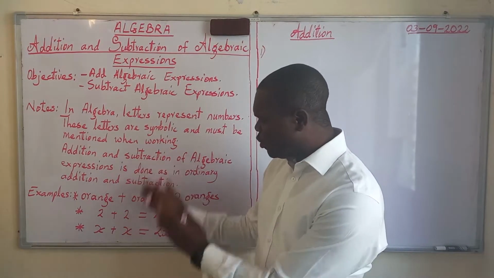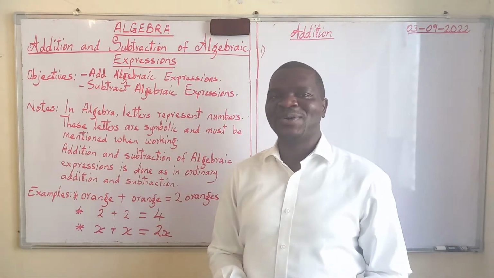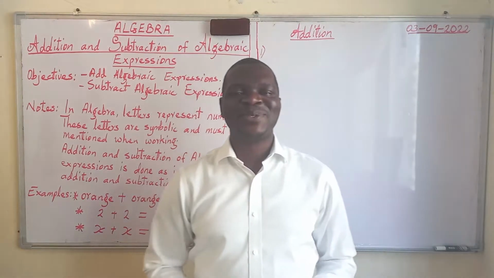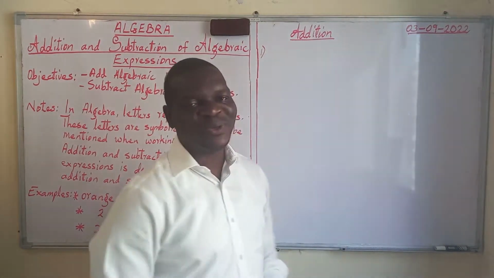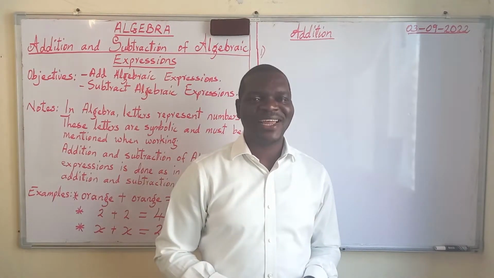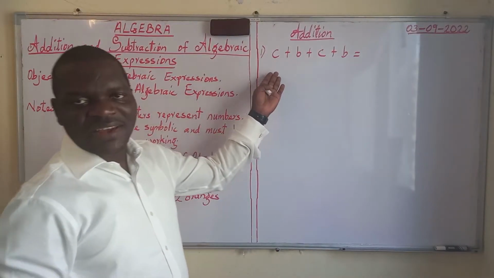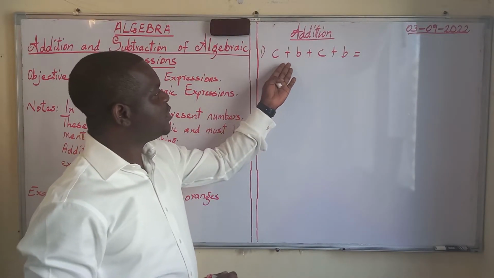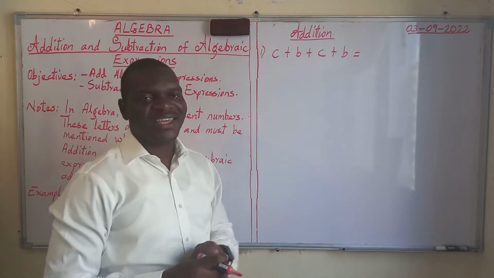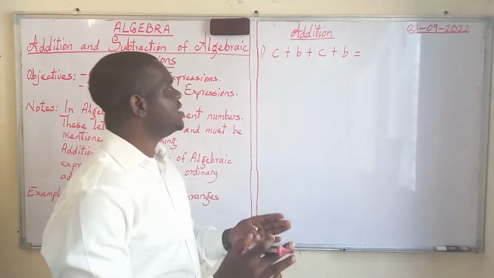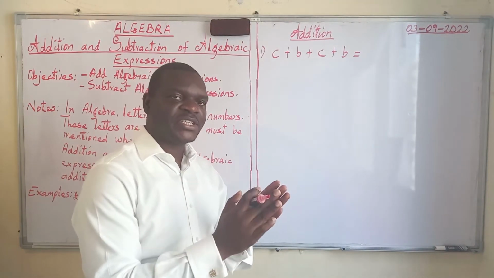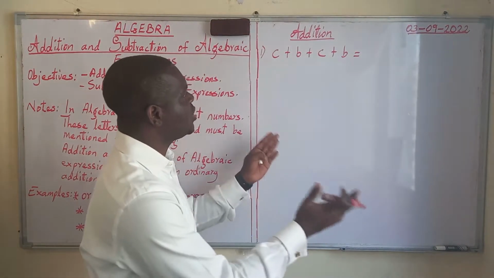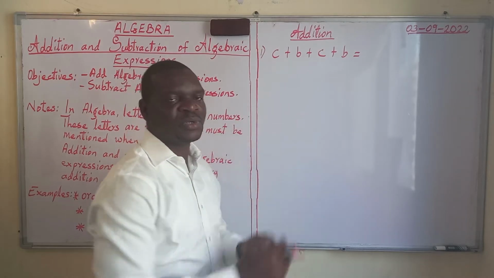With a good understanding of this, let us now go into more examples so that you can understand exactly what to do when it comes to addition of algebraic expressions. Let's look at our first example here: C plus B plus C plus B. What you do first is to bring like terms together, meaning you rearrange so that all the B's come together and the C's come together.